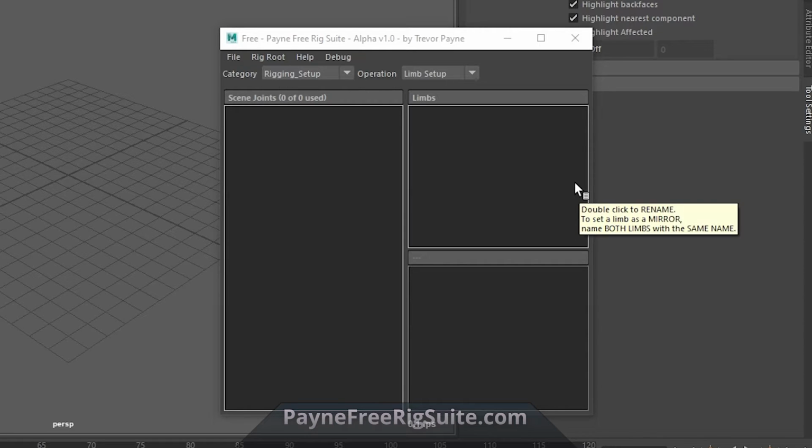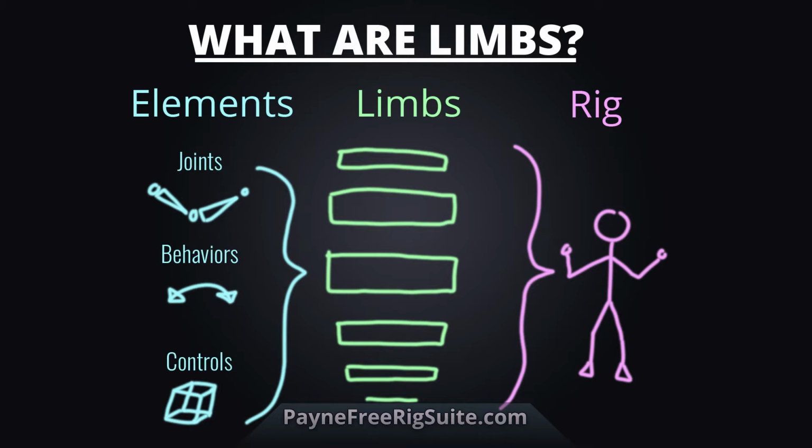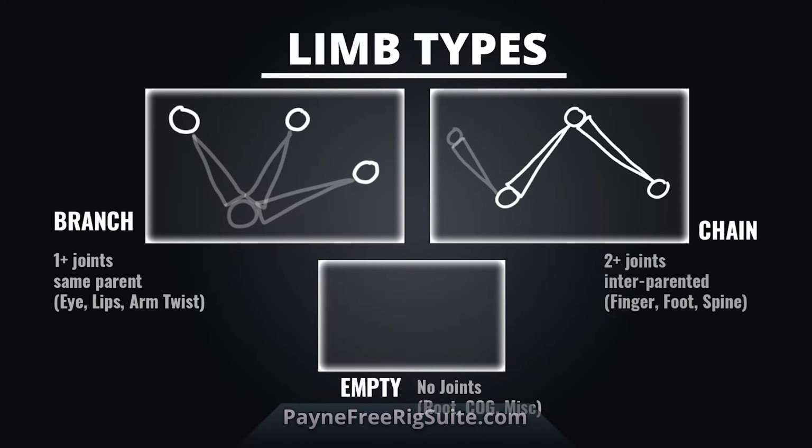This is where you will set up your limbs. I use the term limb here liberally, as it's just a small collection of joints, a behavior, and some controls. Limbs may contain one or more joints sharing the same parent or be a single chain of joints. You may also have empty limbs which have no joints but are used for the center of gravity or COG control or the root control.